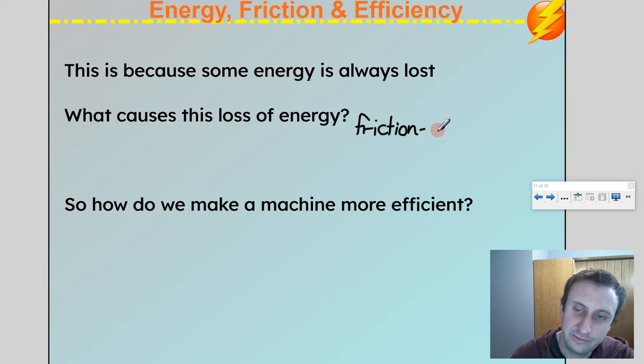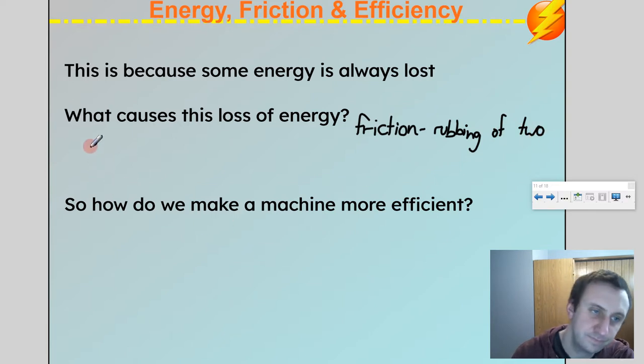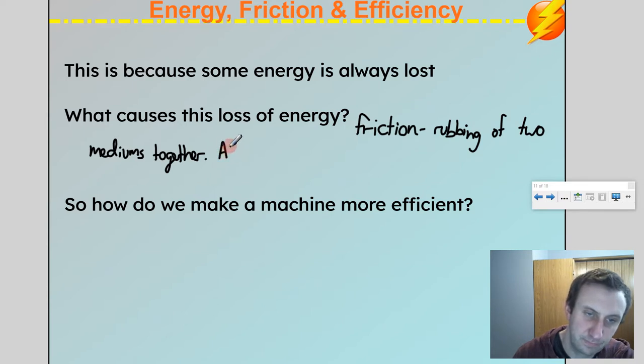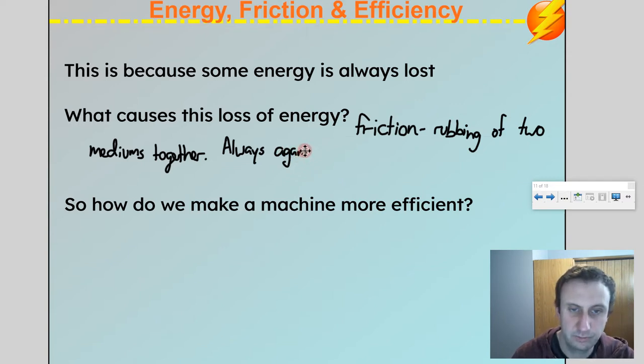So friction is the rubbing of two materials or mediums. Let's say mediums, that's a good term. Rubbing of two mediums together. And it's always going to be in the opposite direction, the force of friction, to the movement. So always against movement or motion.